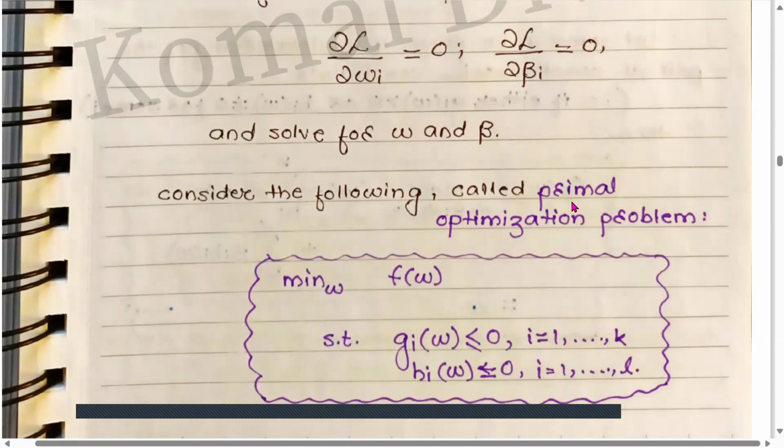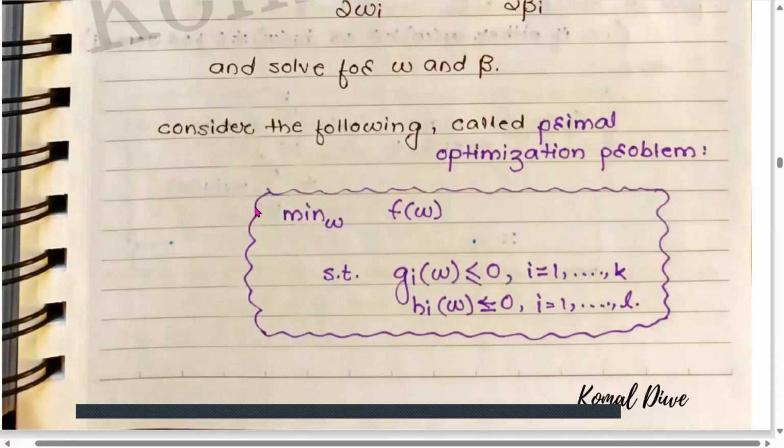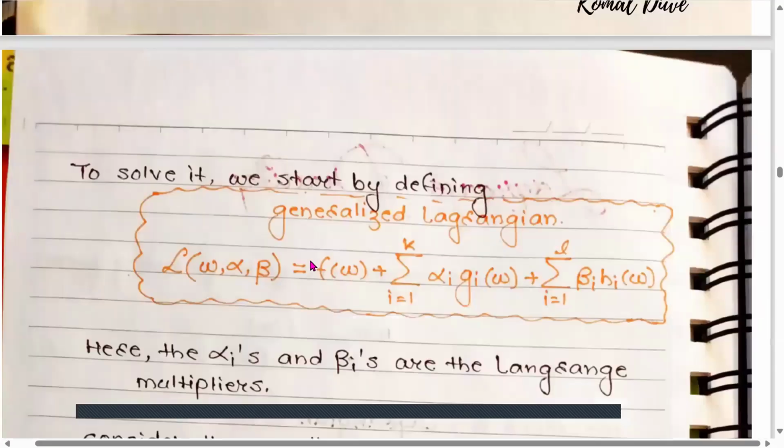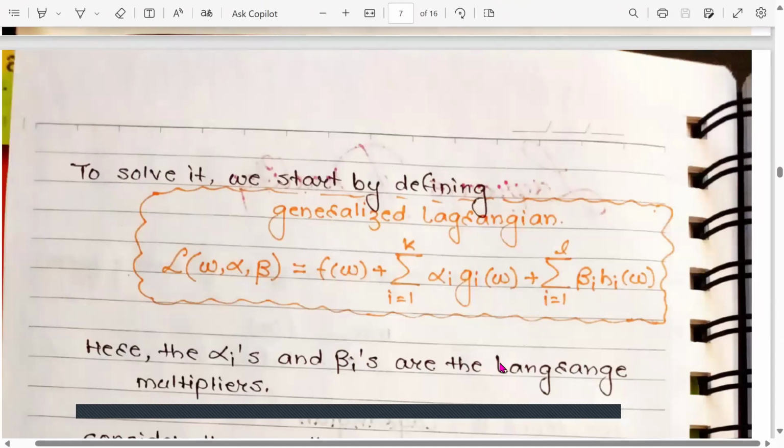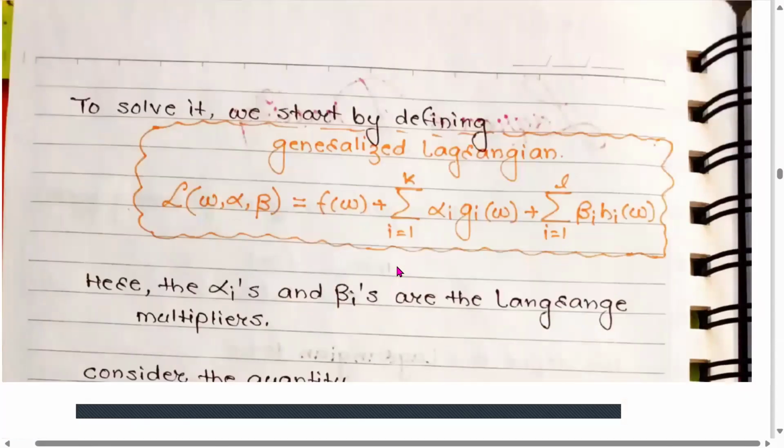You might get confused by this term. This is the primal optimization problem. You have to note this down. Here they have written: to solve it, we start by defining this generalized Lagrangian. This is the generalized Lagrangian formula. Are you getting this? This is the generalized Lagrangian formula.